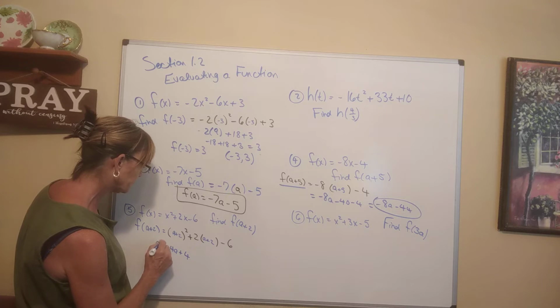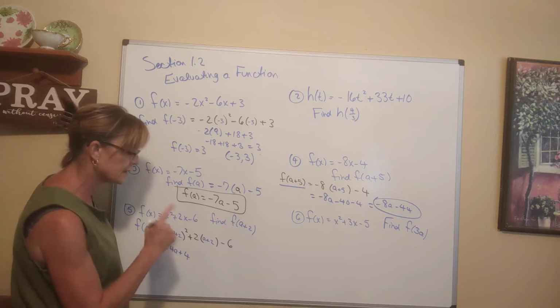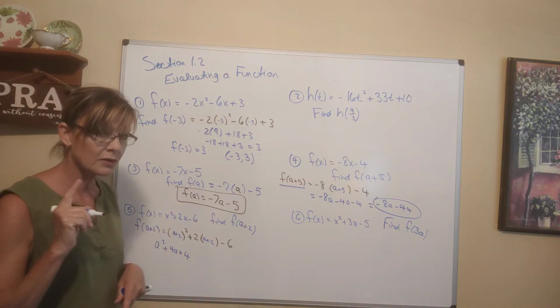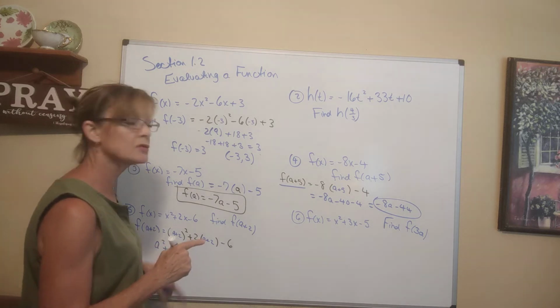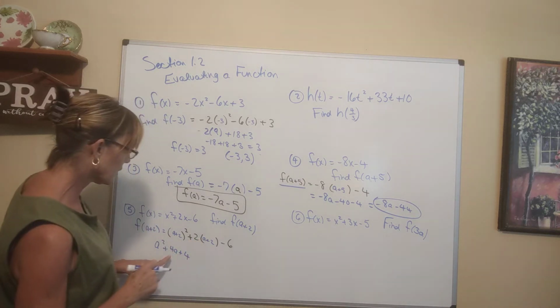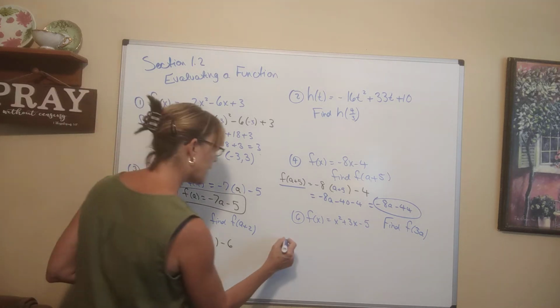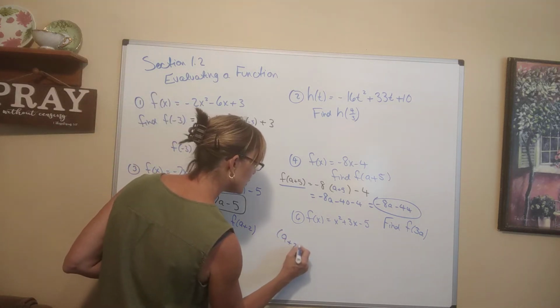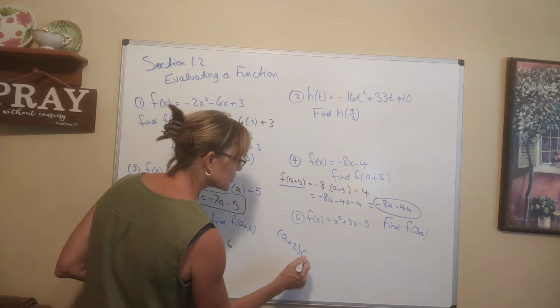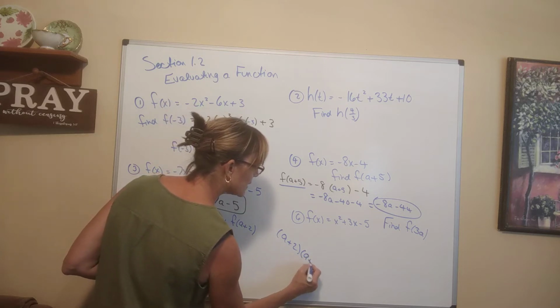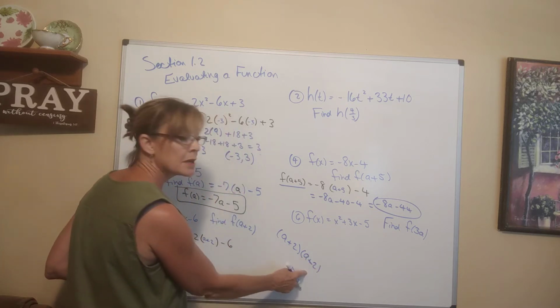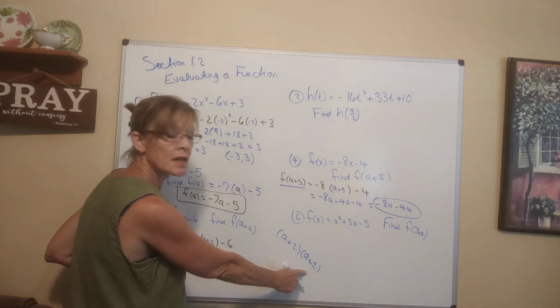And so many times students will incorrectly say that a plus 2 squared is equal to a squared plus 4, and they will not have this middle term. That is completely wrong. And so if that is what you tend to do, you should take a plus 2 squared and expand it into a plus 2 times a plus 2, because that's what something squared does.